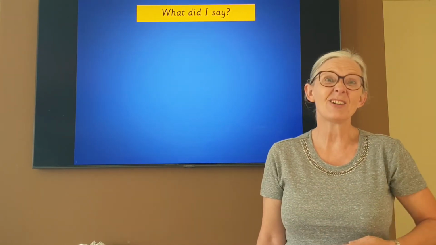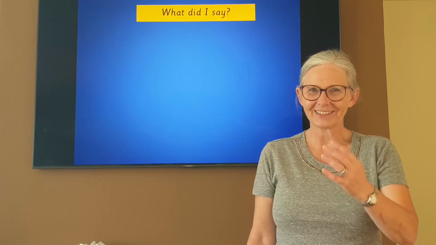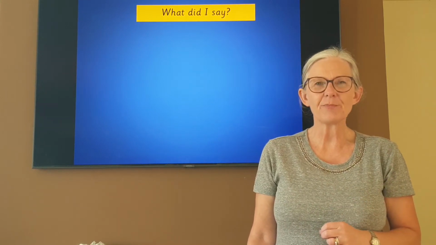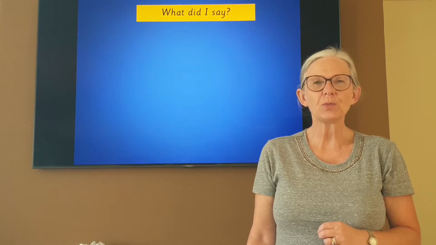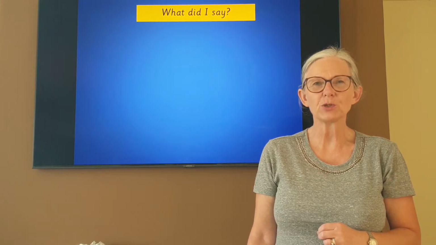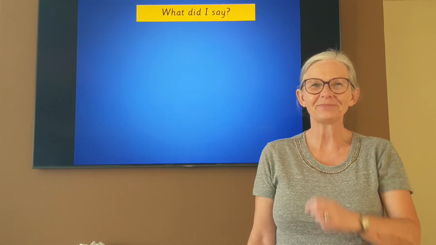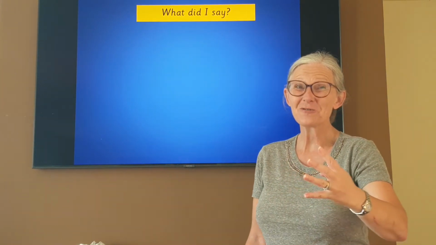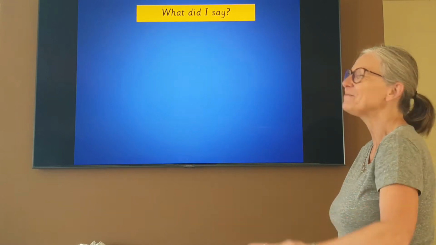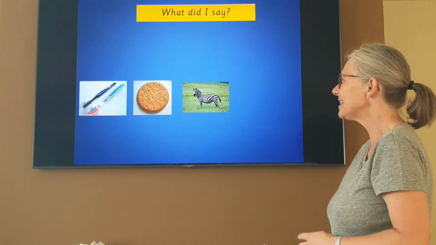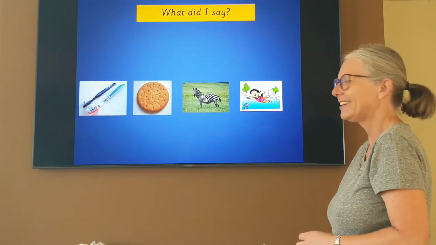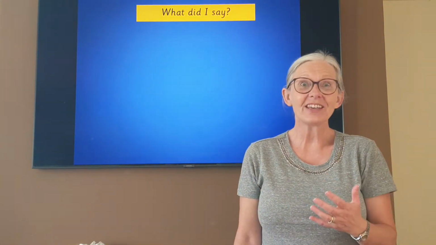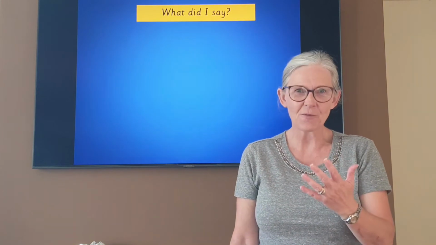Okay, this time it's going to be four words. So listen carefully. Toothbrush, biscuit, zebra, swim. Toothbrush, biscuit, zebra, swim. Can you say it? You think you've got all four? Let's say them again. Are you ready? Toothbrush, biscuit, zebra, swim. Did you get them? Fantastic. Okay. This time there are going to be five words.